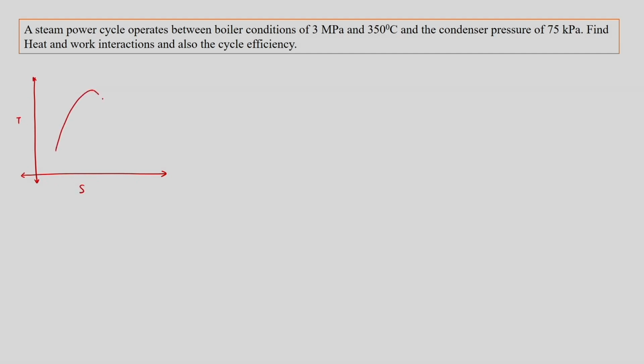We are given that the boiler condition is 3 megapascal. So state 2 and 3 pressures are given. So P2 is equal to P3 is equal to 3 megapascal and T3 is equal to 350 degrees Celsius. We are told that P1 is equal to P4 is equal to 75 kilopascal.